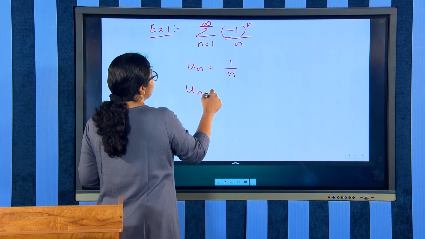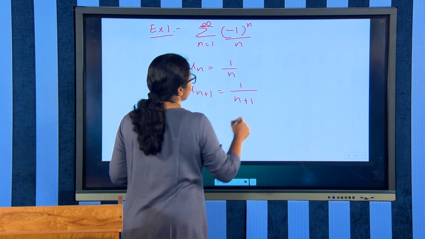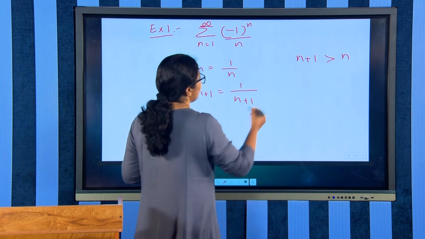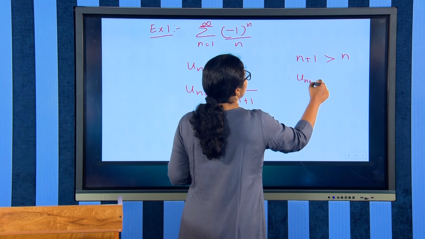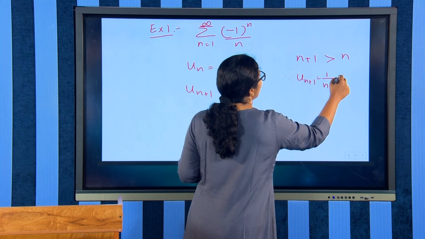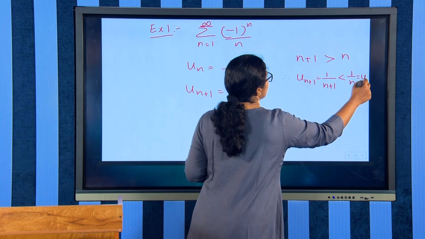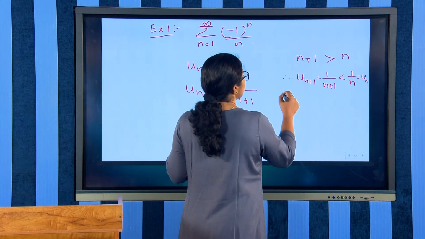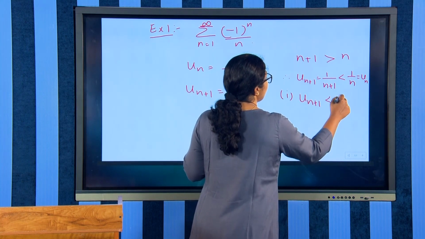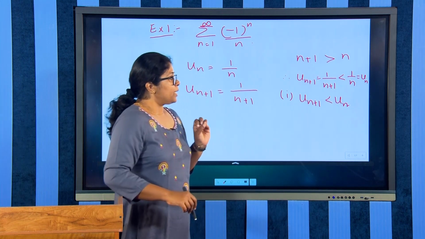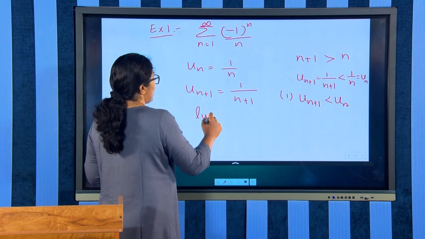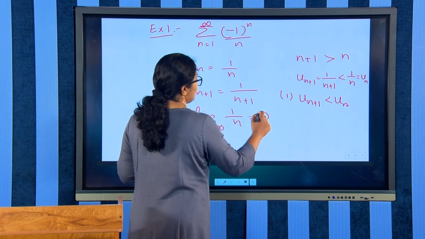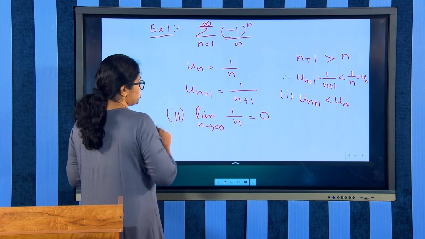So obviously, un plus 1 will be 1 upon n plus 1. Which is greater, n plus 1 or n? n plus 1 is greater than n. Therefore, un plus 1, which is equal to 1 upon n plus 1, is less than 1 by n, which is our un. So we have established the first condition, un plus 1 is less than un. Now, the limit as n tends to infinity of 1 upon n happens to be equal to 0. So this was your condition number 2.